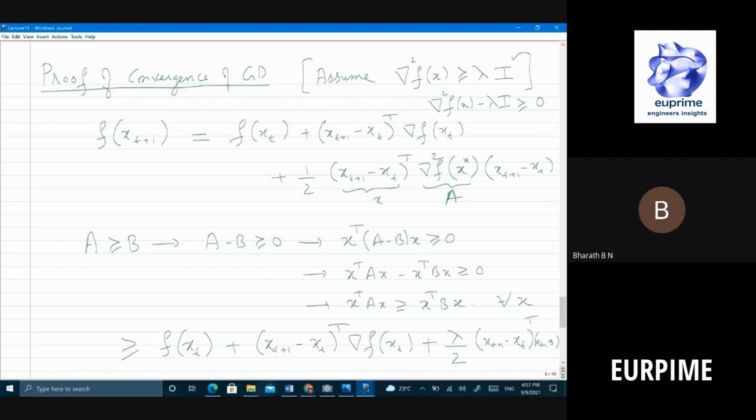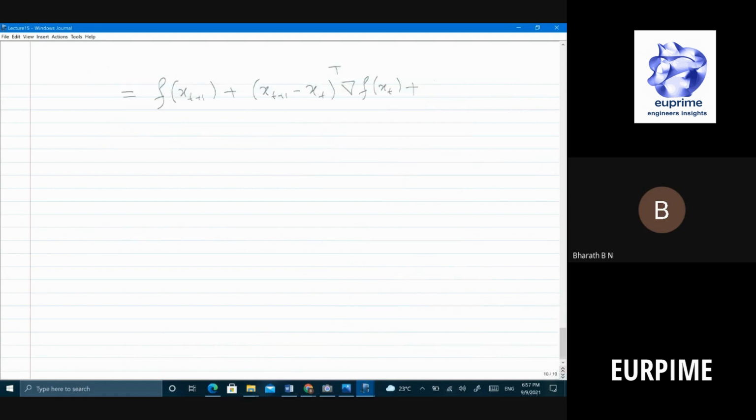Lambda by 2 times xt plus 1 minus xt whole transpose times xt plus 1 minus xt is what? Norm of xt plus 1 minus xt. This will be, what is that? Lambda by 2, right? Okay. Now things are nice.